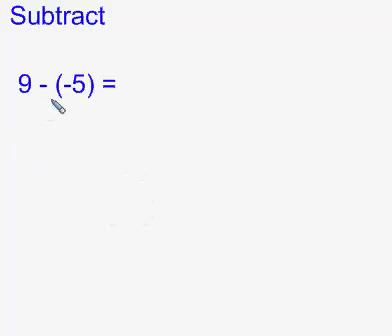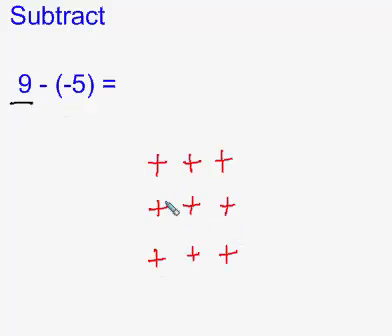If you didn't think about changing the subtraction problem into an addition problem, you could do the problem by saying that you start with 9 positive chips. So here are my 9 positive chips, and we are to subtract off 5 negative chips. The difficulty here is I don't have any negative chips for which I have to take away. So I have to introduce some positive-negative pairs.